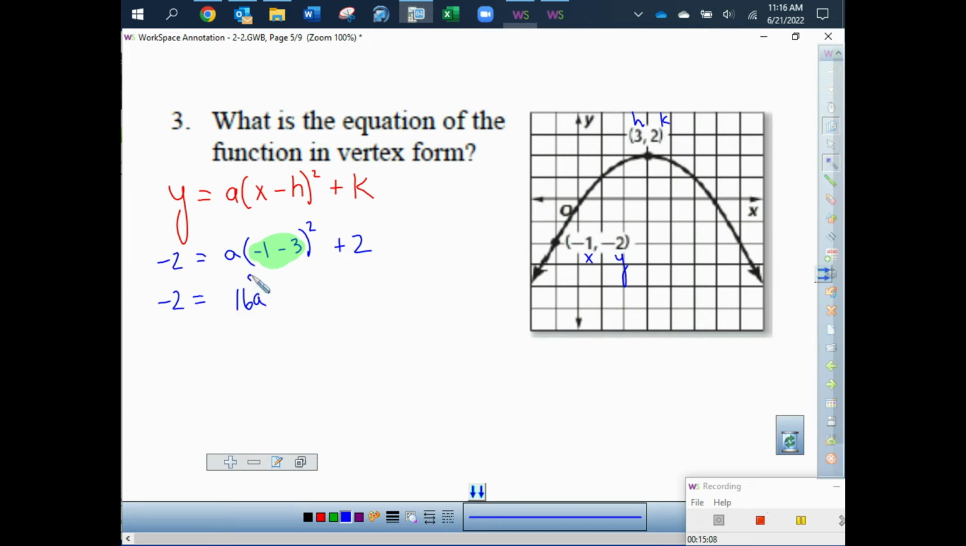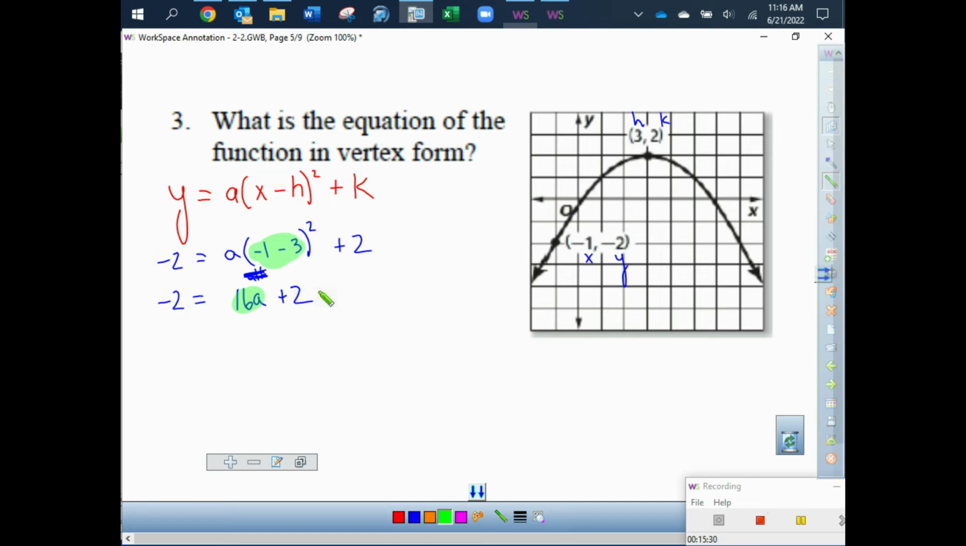So I don't want you to write a16. That just doesn't look right. We don't say a16. It's 16 times a, which we write as 16a. And then this plus 2 came down for the ride. So are you cool with where this 16 came from? Negative 1 minus 3 is negative 4. Squared is 16 times a.